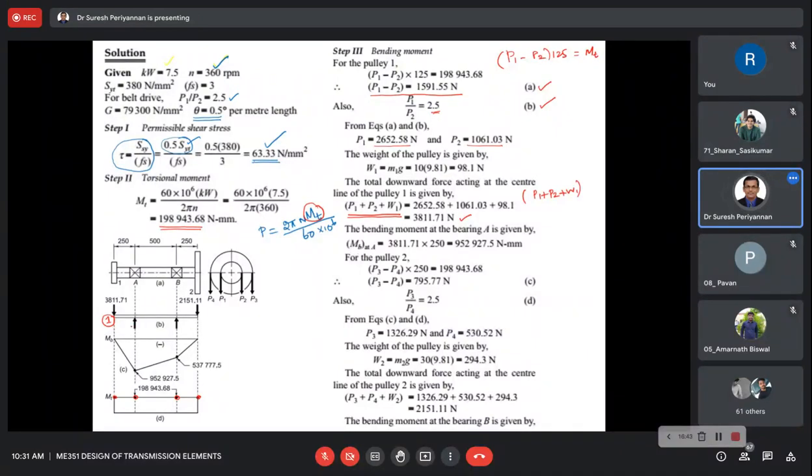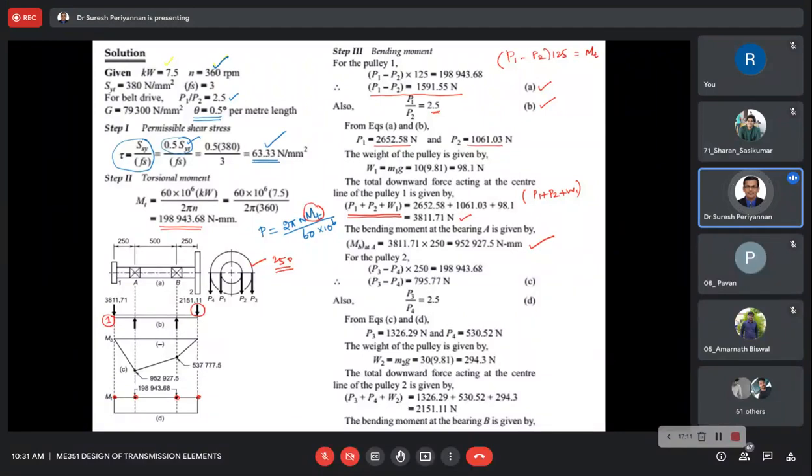Pulley 2, in a similar way, you can find the total vertical load. This is 2151.11 Newton. See here, now pulley 2. Now I come to the bending moment calculation later. For pulley 2, it is nothing but P3 minus P4 into 250. This is the 250 mm radius, right?